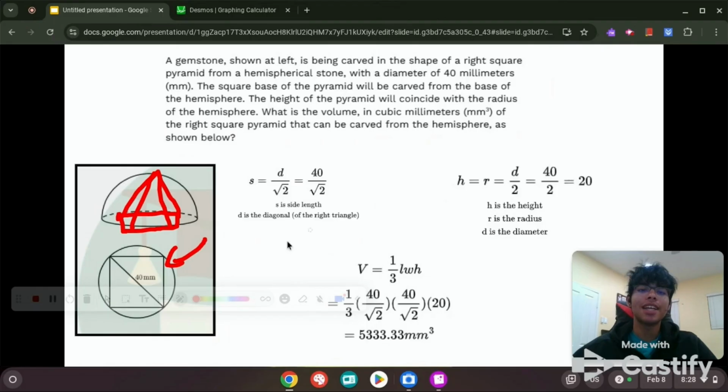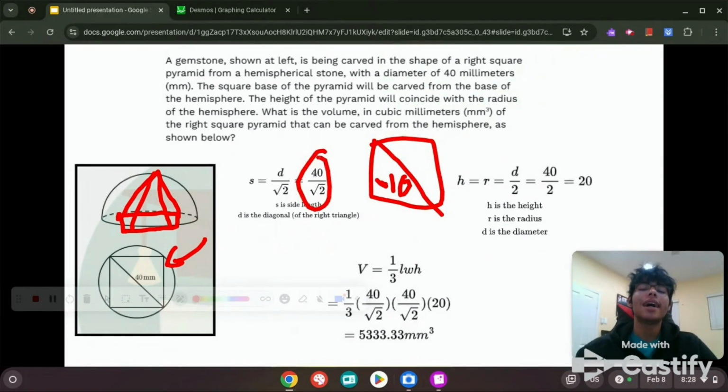But before we get into that, how I got 40 divided by the square root of 2 is that we have a right triangle, we have 40, and if you go back to the reference sheet that they provide you, you'll know that the diagonal is just the side length times the square root of 2, or going the other way, the side length is just the diagonal divided by the square root of 2. So that's how we get 40 divided by root 2 as our side length.